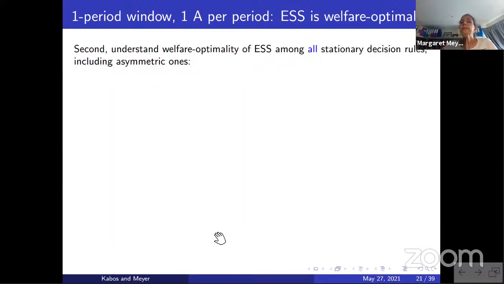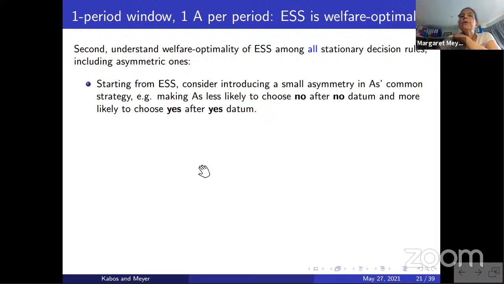But that's not all the proposition tells us. There's a second part to the proposition. We need to understand why the equilibrium steady state is welfare optimal, even when we allow the planner to use asymmetric decision rules. So starting from the equilibrium steady state, in which, as we know, the agents use symmetric decision rules, suppose the planner considers introducing a small asymmetry in the agents' common strategy. For example, suppose that the planner makes the agents slightly less likely to choose no after observing a no datum, and slightly more likely to choose yes after a yes datum. Okay, so this would be an asymmetric strategy.